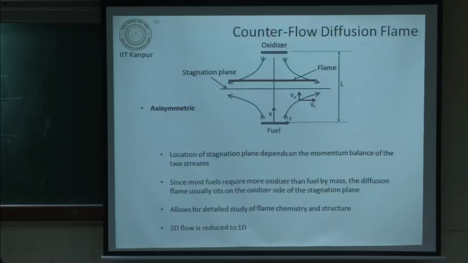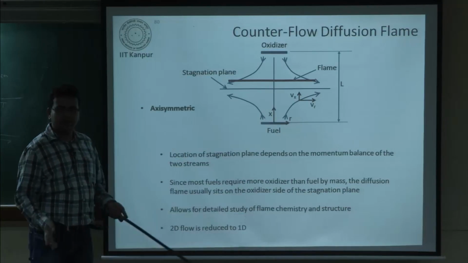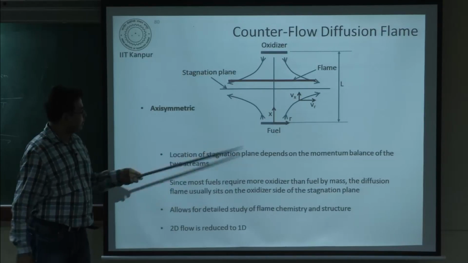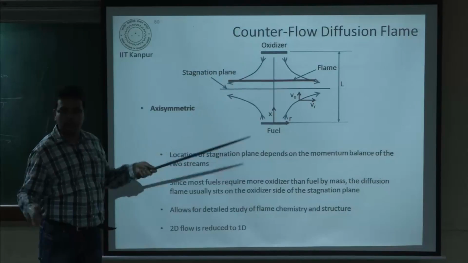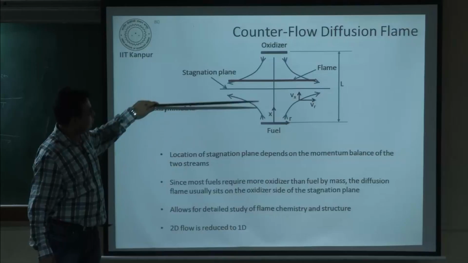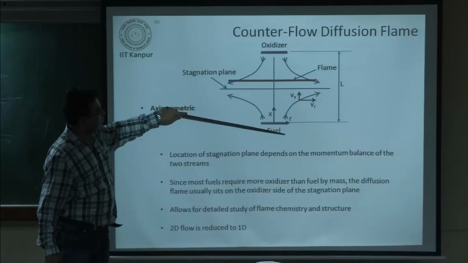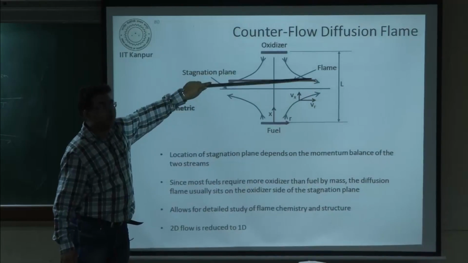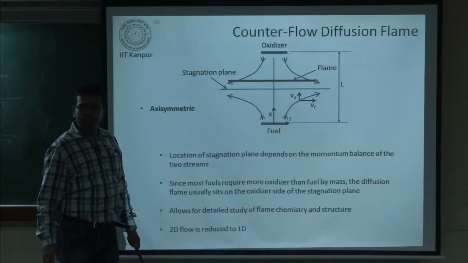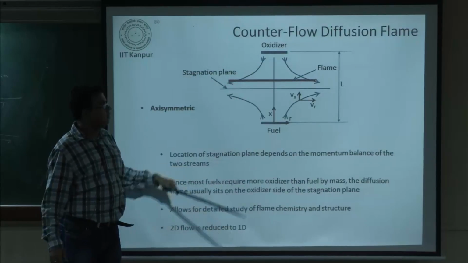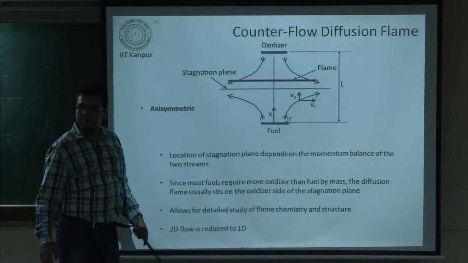So now we will quickly see what a counterflow diffusion flame is. This type of flame is important, as I said, if you want to quantify how the flame structure looks. You can do simple experiments with the fuel and oxidizer opposing each other, and you can set the flow in. As I said, if the momentum of these two streams is equal, then the stagnation point will be located here, but the flame will be located depending on the stoichiometry. In most cases it is towards the oxidizer side, but if you have some special fuel, then probably it will come towards the fuel side.